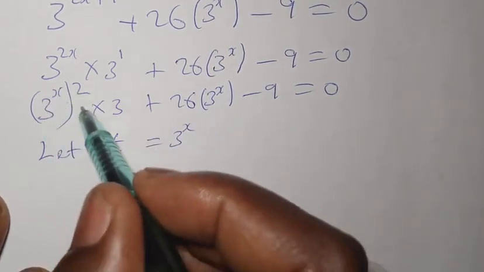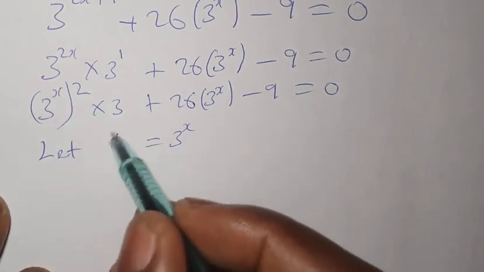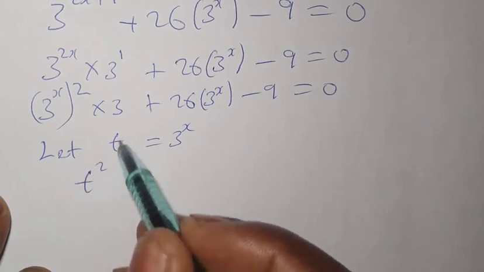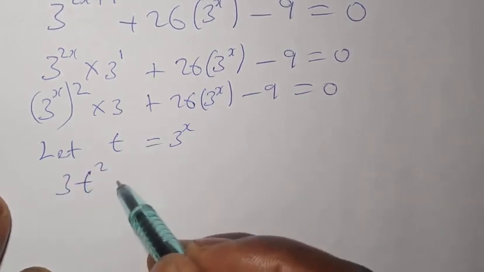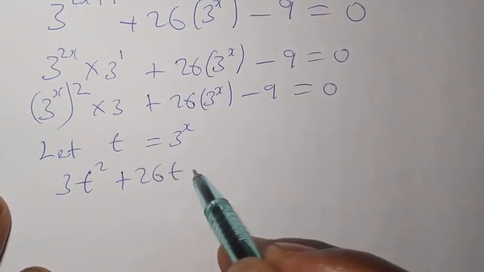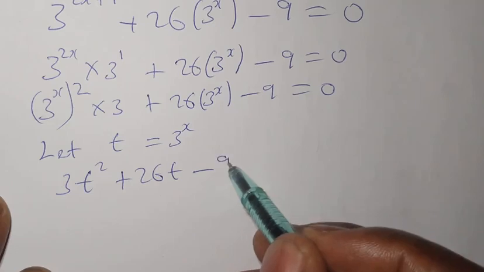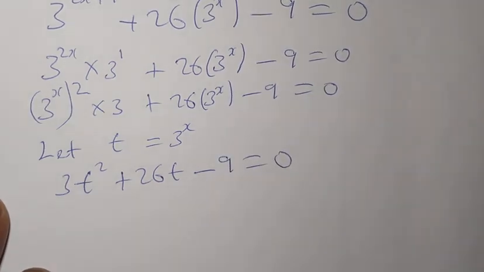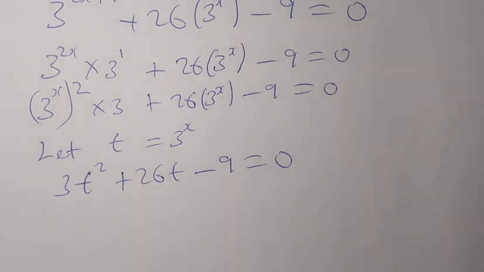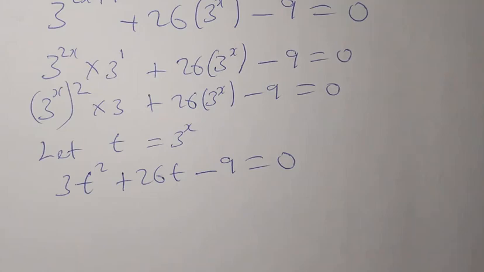So wherever we see this, we'll replace it with t, so that we have t squared multiplied by 3, which is 3t squared, then plus 26t minus 9, all equals 0. So this one here, we will solve using the quadratic formula. So I would like to solve using a quadratic equation. I've solved the rest with formula and factorization. So here I will be using the completing the square method to solve this one.